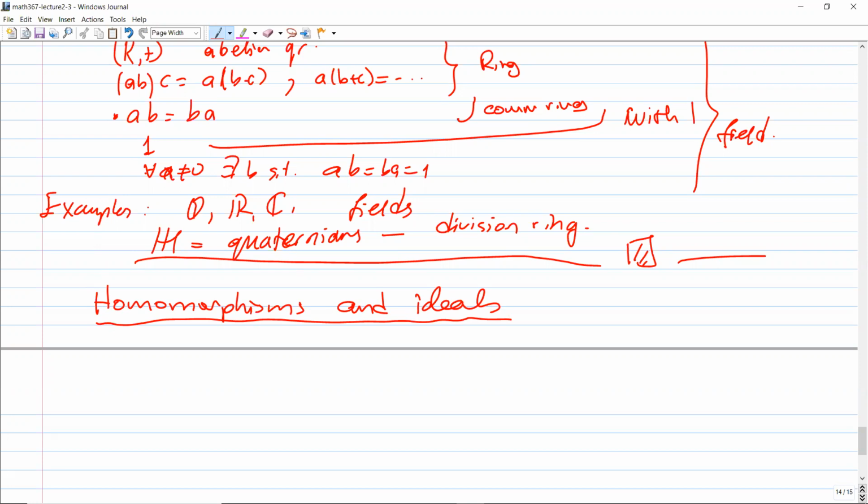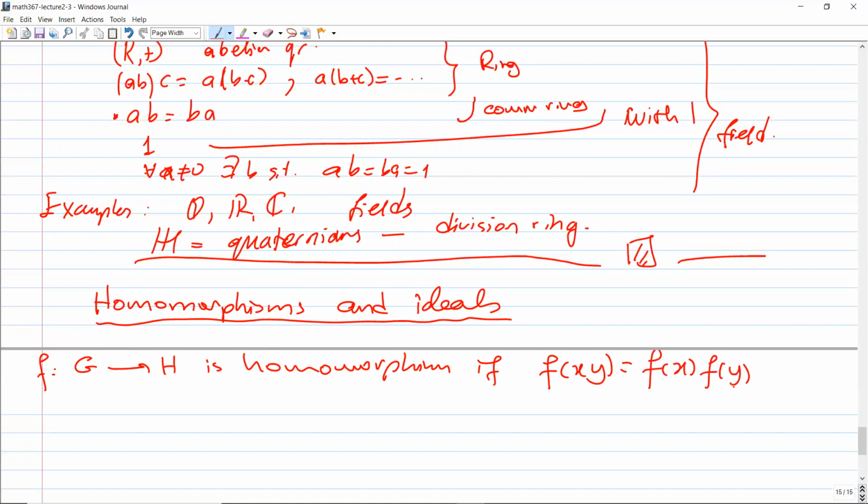Okay, so do you remember for a group, if we have two groups, let's say G and H, then a function f from G to H is a group homomorphism if f of xy is equal to f of x times f of y for all x, y in G, namely f maps the operation of G into the operation of H in some sense.